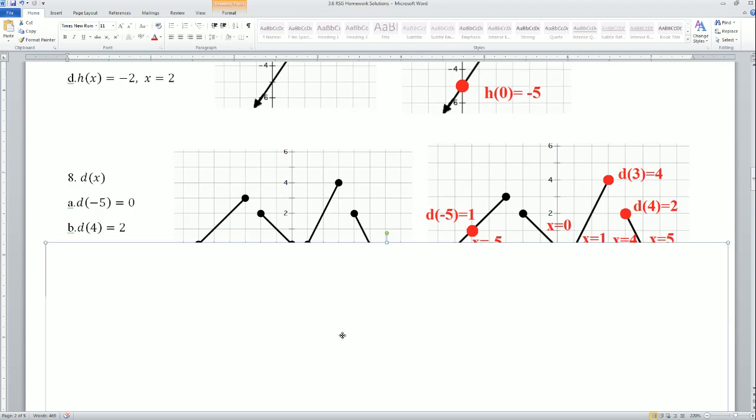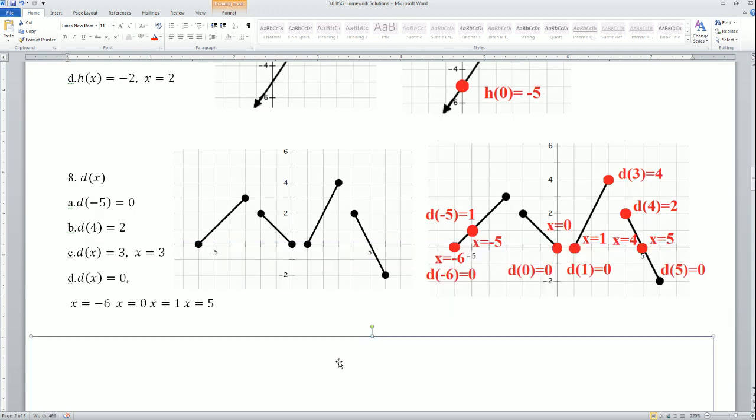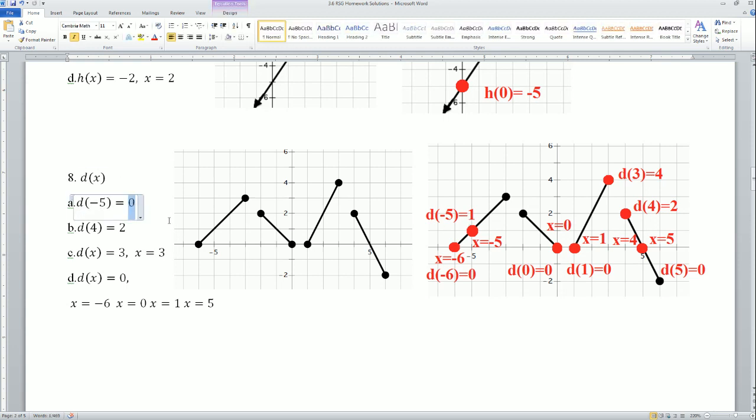Let's look at 8. Ooh, a bunch of discrete values here. D of -5, or your input is -5. Looks like at -5 it equals, with an output of 1. Okay, so this should be a 1. When your input d equals 4, looks like your output here is 2.